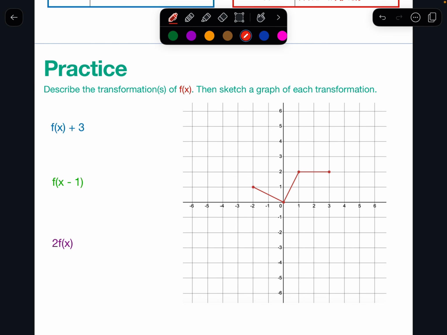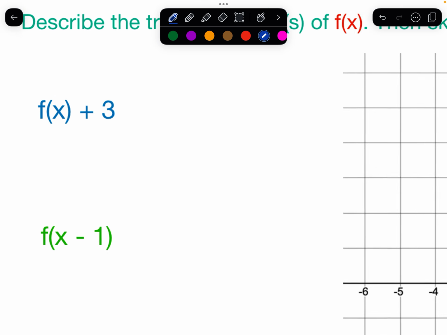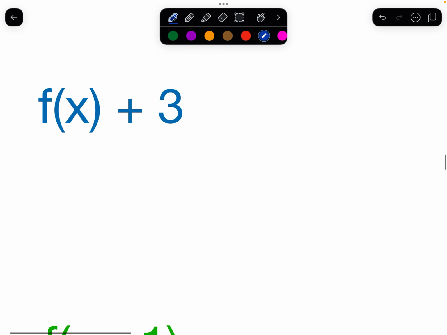Here on the screen, we've got the graph of some generic function, just a little slice of one. But we're going to use it to practice with these transformations. On the left-hand side, we've got 3 different transformations of f(x). We'll identify what's happening first, and then we'll go ahead and actually sketch that transformed version. So let's start here with f(x) + 3. I noticed that plus 3 is taking place outside of the parentheses, and so if we follow the rules we wrote down on the last slide, this is going to translate our graph up 3.